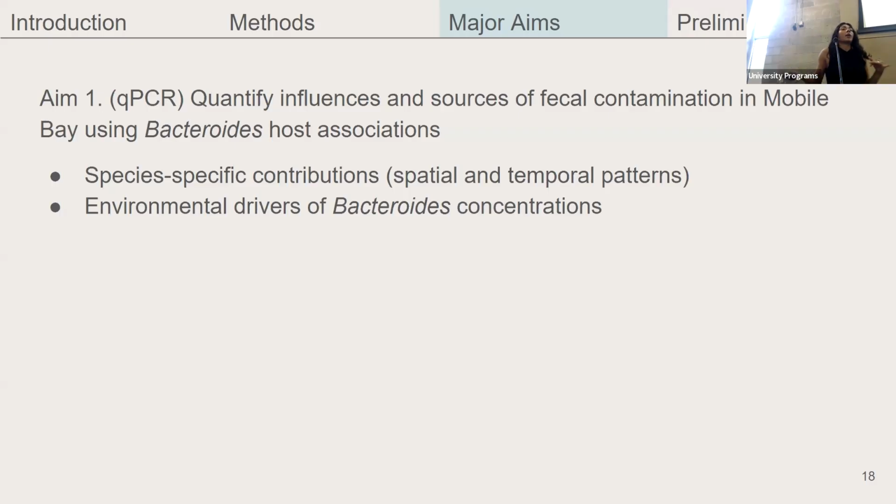So to get into my chapters a little bit, my aims, my first one I think of as my qPCR chapter. So I want to quantify influences and sources of fecal-associated contamination in Mobile Bay using those Demetriades host associations. So specifically, I want to look at species-specific contributions and see if there are any spatial or temporal patterns to what I'm seeing. And I also want to look at environmental drivers. So when we went out and collected our samples, we also collected water chemistry, weather data, discharge, whole host of things to give us context to what we're seeing. So I want to see if any of those environmental attributes are driving the concentrations that we see.